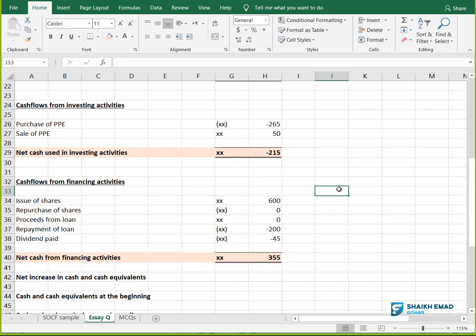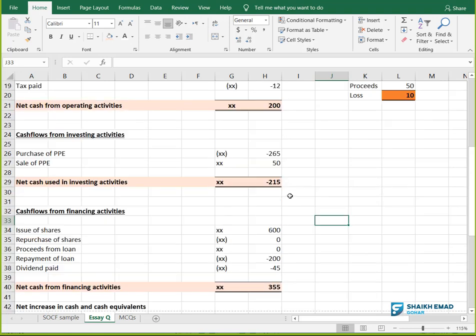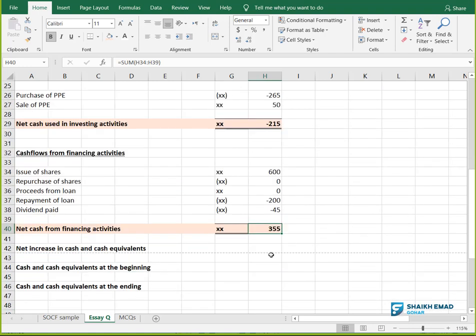Till now everything is okay, my friends. If you have any question, please ask me now. Okay. Now see, all these three figures, 200 minus 215 plus 355, you need to net off, and tell me how much is coming. So 200 minus 215 plus 355. This is coming 340. Okay. How much is coming? 340.